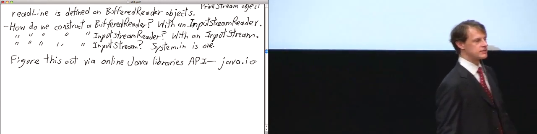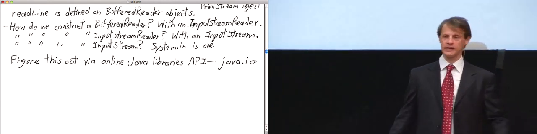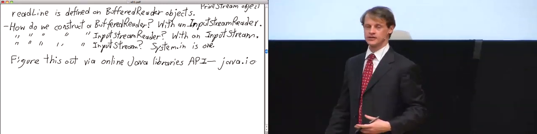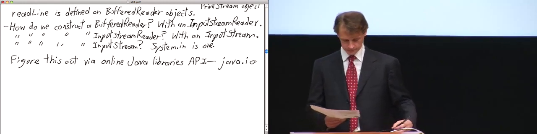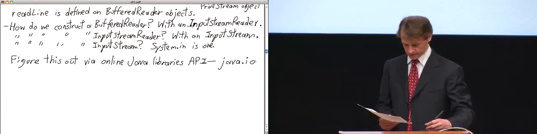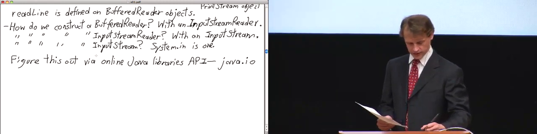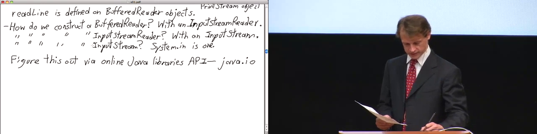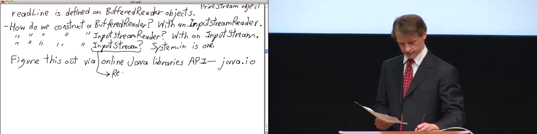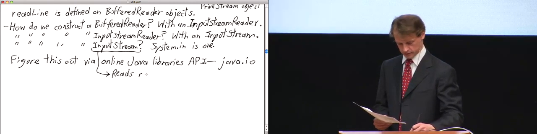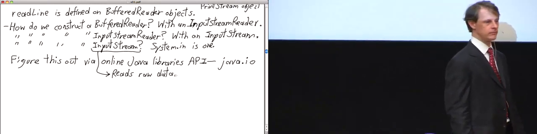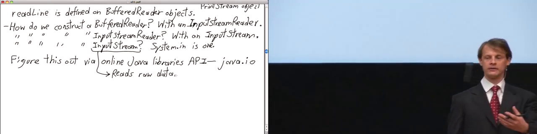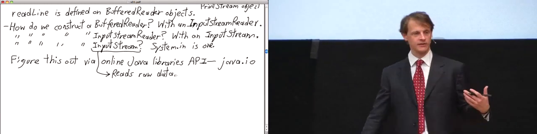And so then the next question is, why all this fuss? Why do you need to go through these different objects just to be able to read a little bit of text from the keyboard? Well, let's start with input stream objects. What an input stream object does is it reads raw data from some source. Essentially, the input stream System.in knows how to reach your keyboard and get bits from the keyboard.